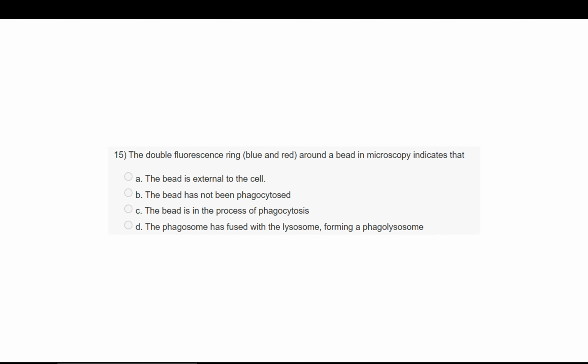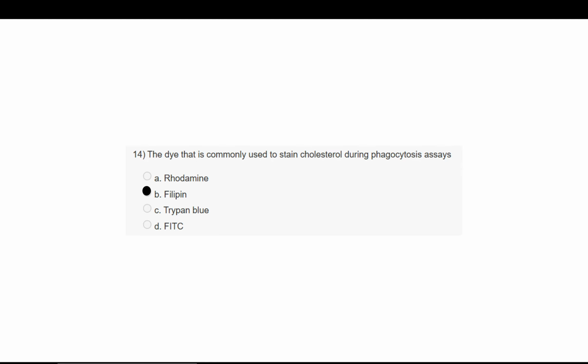The double fluorescence ring, in case of rhodamine, this should be rhodamine dextran. If it's just rhodamine, it's just like FITC. FITC, if combined with dextran, can also be used as a dye to mark the lysosomal compartment. The main thing is the dextran molecule. FITC or rhodamine is the fluorescence that is associated with the dextran, which can be modified.